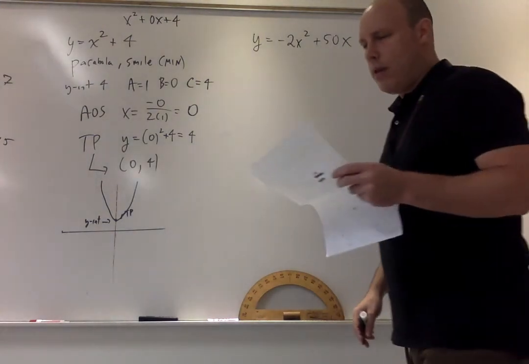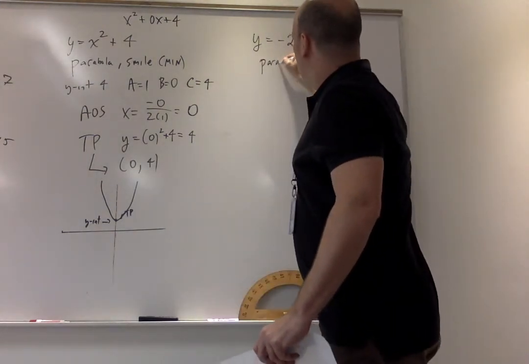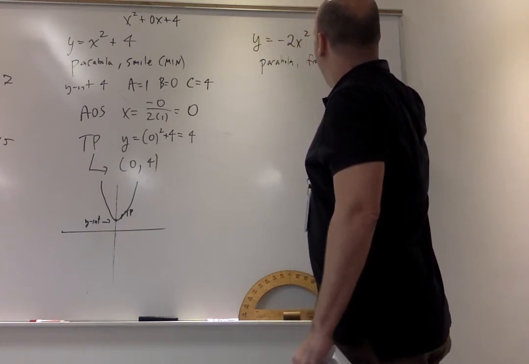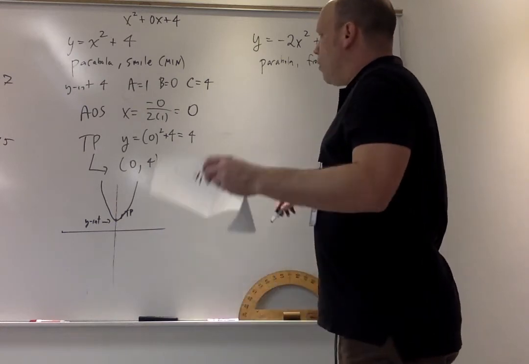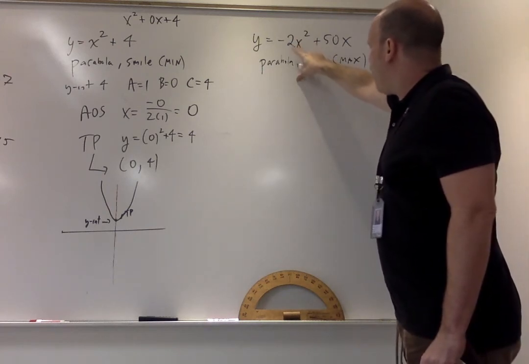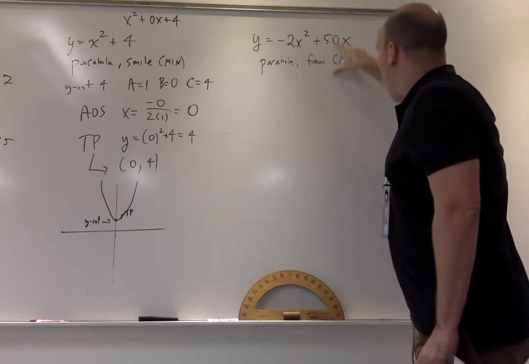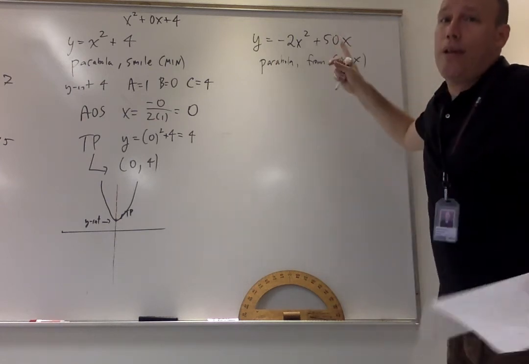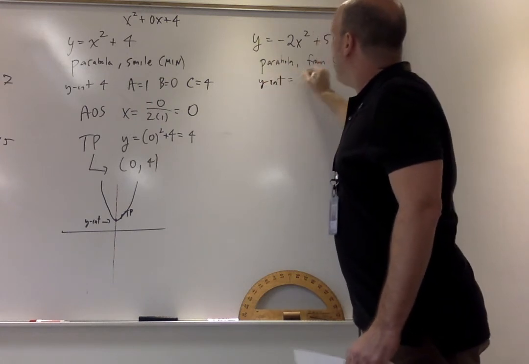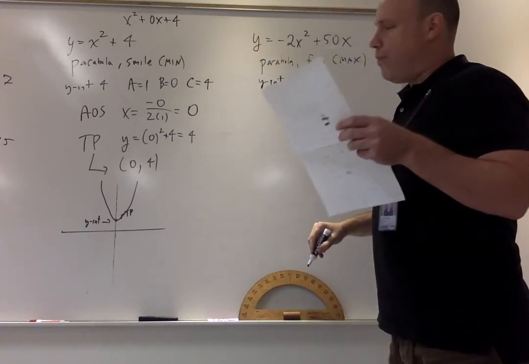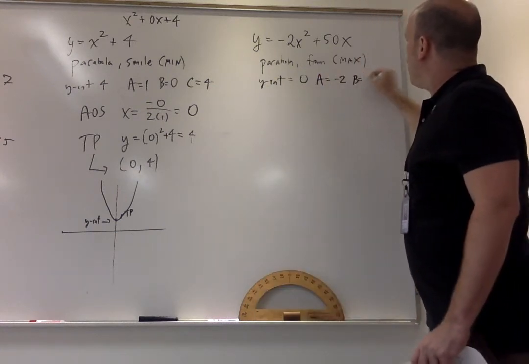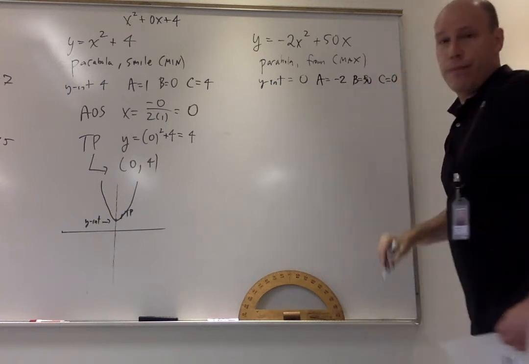Okay, we're back. We know it's a parabola. We know it's a frown, so we have a max. What's the y-intercept here? Well, we have a number in front of the x squared and a number in front of the x term. There's nothing here, but there's always something there. It's technically 0. The y-intercept equals 0. So the a is negative 2, the b is 50, and the c is 0.